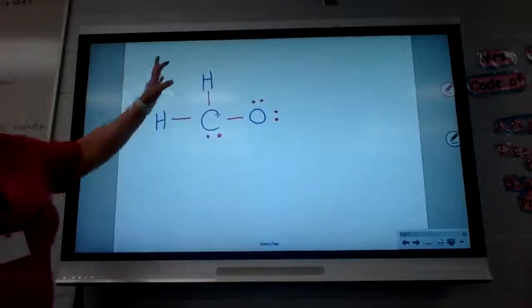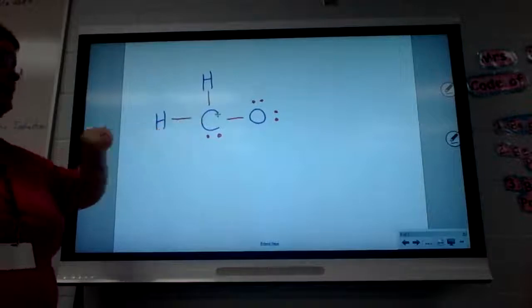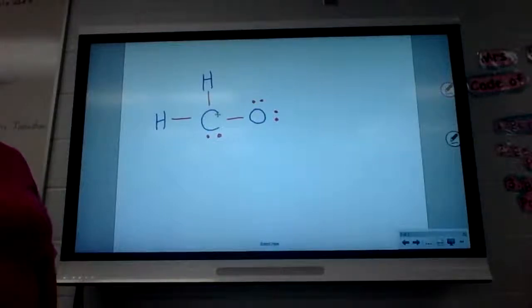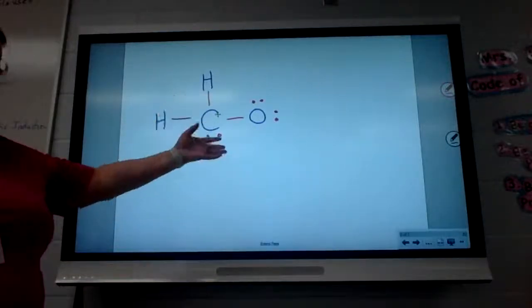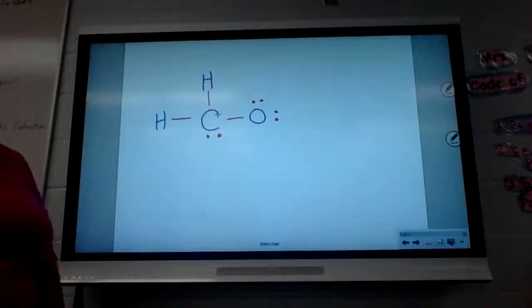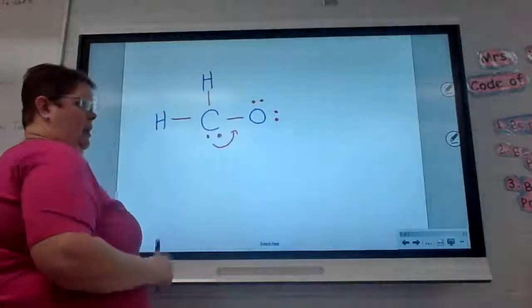The H's are good, right? They need nothing. They've got their 2. The C has 8. The O has how many? It only has 6. It's got to have how many also? 8. C has 8. O only has 6. So C has to help out the O, right? So how can I have the C help out the O? Take off the dots and add the dots. That's right. So these 2 are going to go there and help out the O.